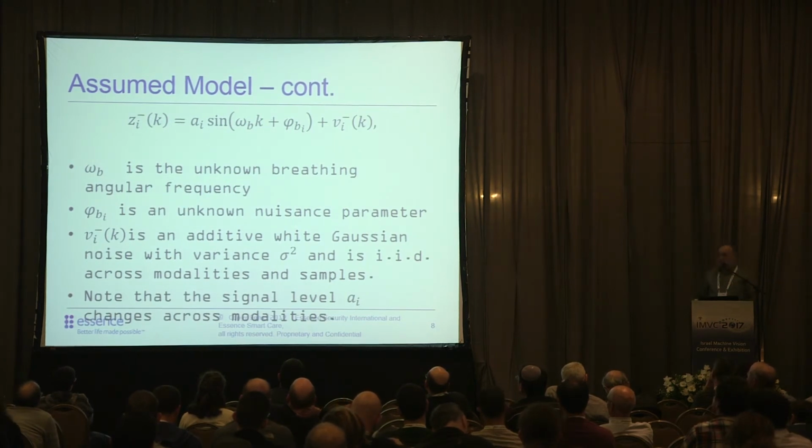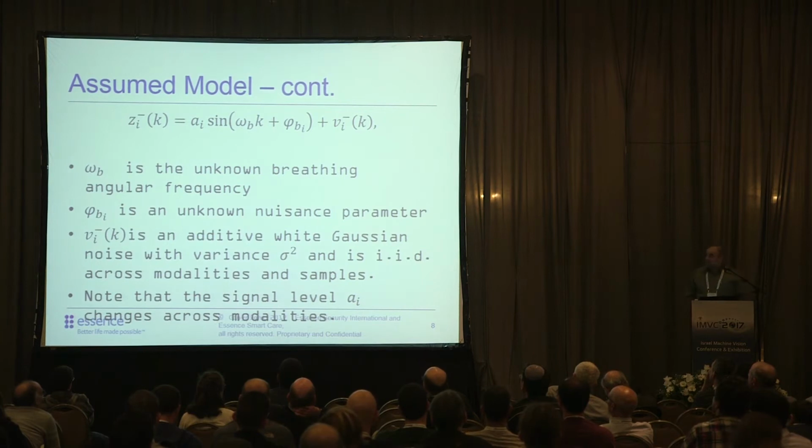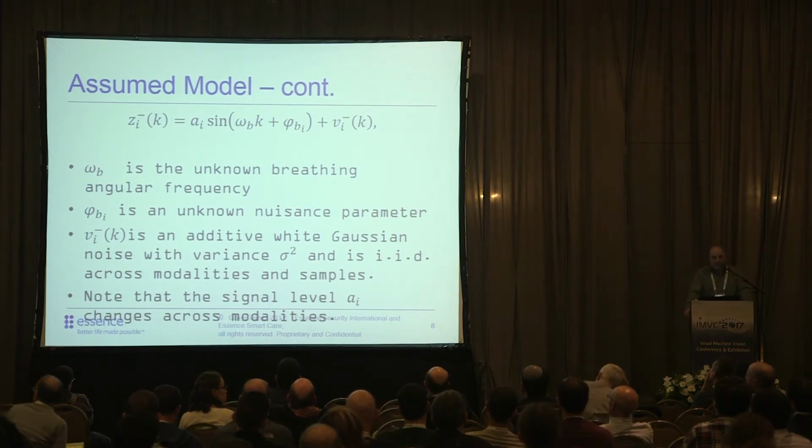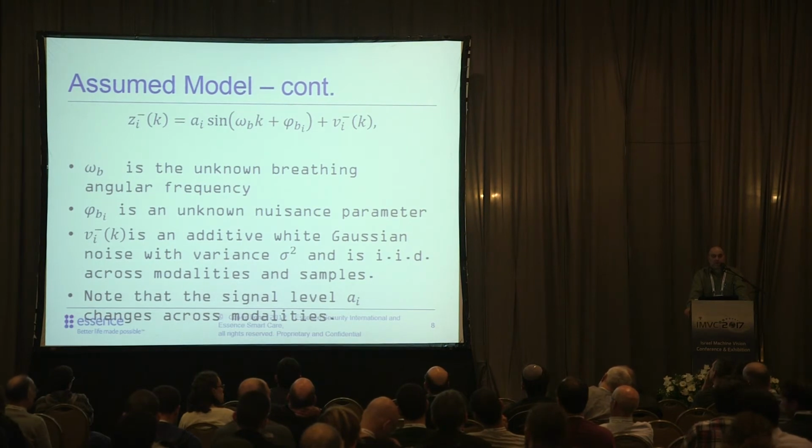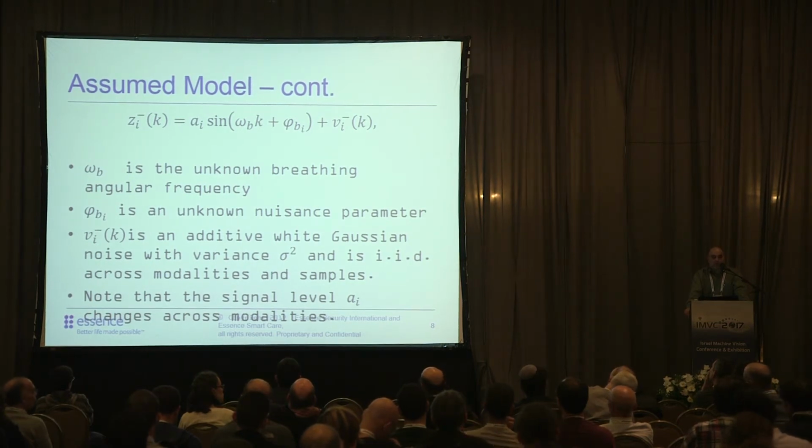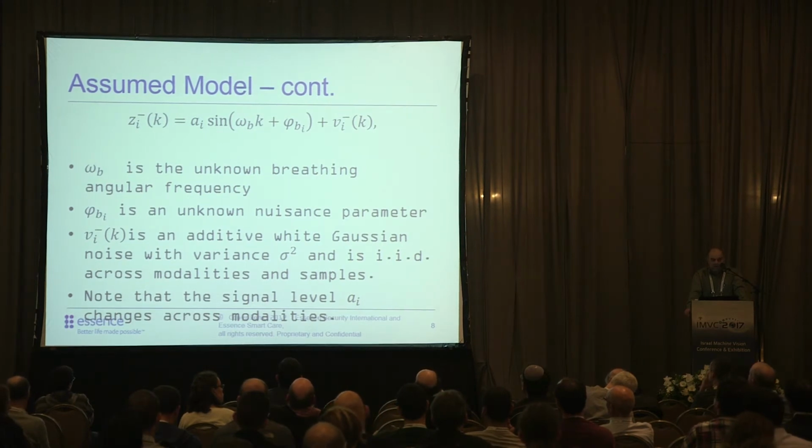This is the assumed model, the model that we want to extract our information from. By the way, the PowerPoint is totally corrupted here. Anyway, we have some parameters that we want to estimate. What we want to do is keep track of what we call omega_b, which is the breathing frequency. The rest are nuisance parameters, and we add some Gaussian IID noise to that.